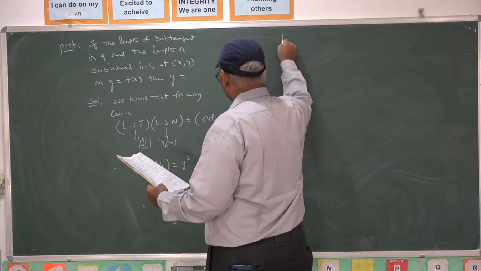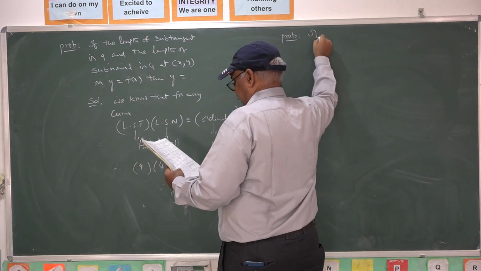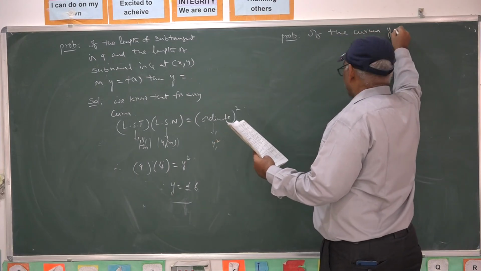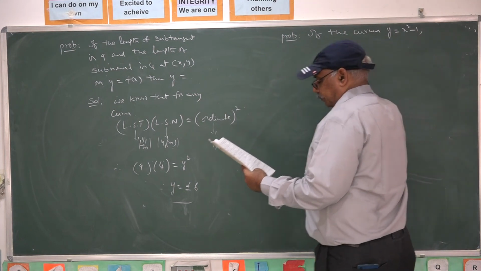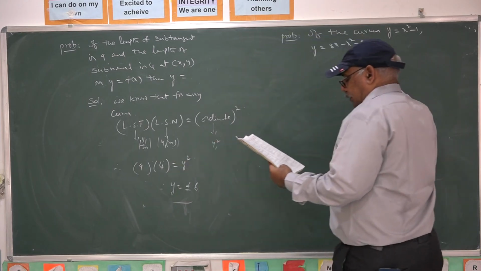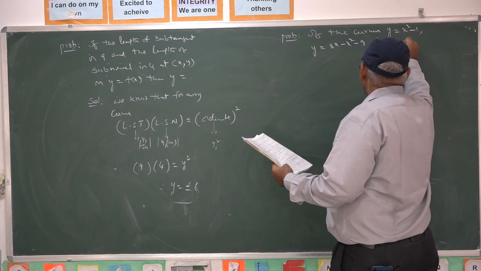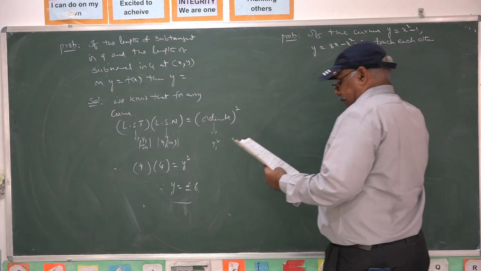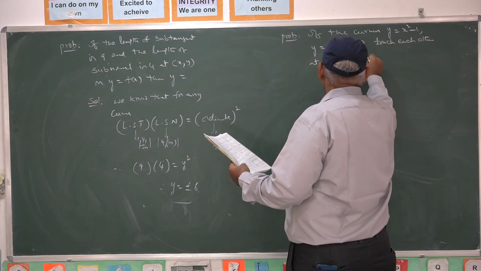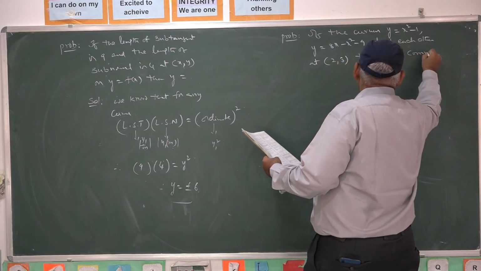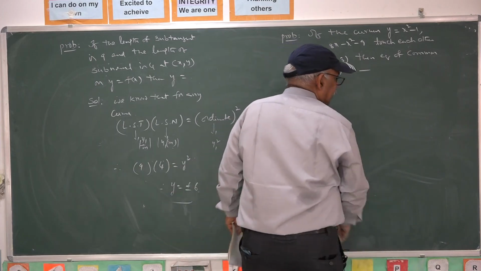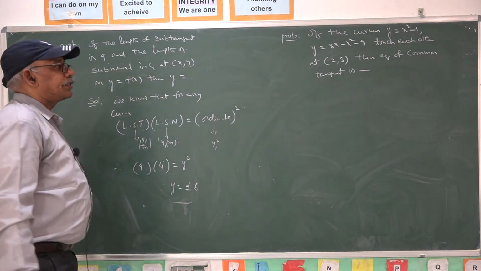Next problem. If the curves y equal to x square minus 1 and y equal to 8x minus x square minus 9 touch each other at 2, 3, then find the equation of the common tangent. Once the two curves touch each other, then the equation of common tangent.